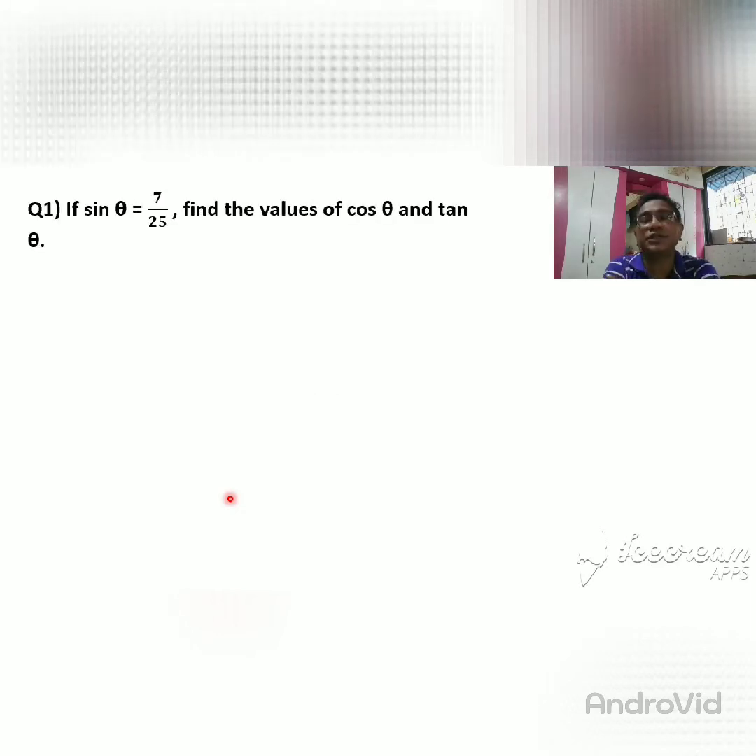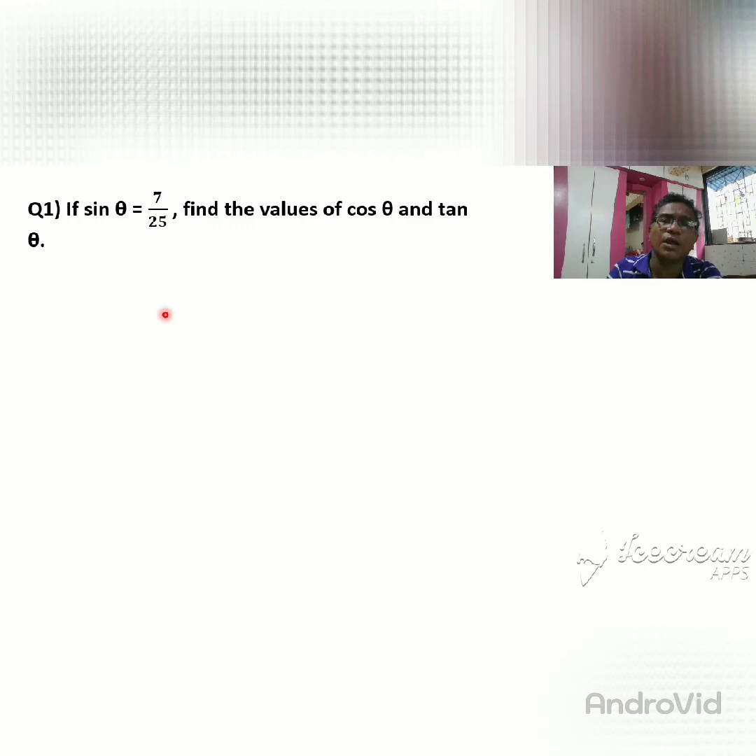In practice set 6.1, this is problem number 1 that can be seen on the screen. If sin theta is equal to 7 upon 25, that is what is written here, find the value of cos theta and tan theta. So what do you want to find out? You want to find the value of cos theta and the value of tan theta.